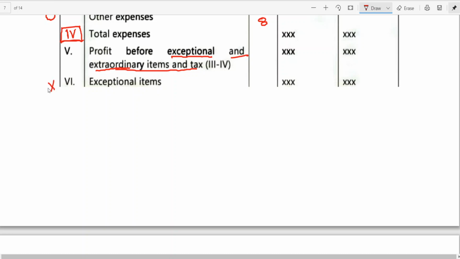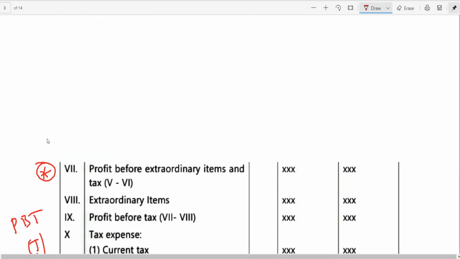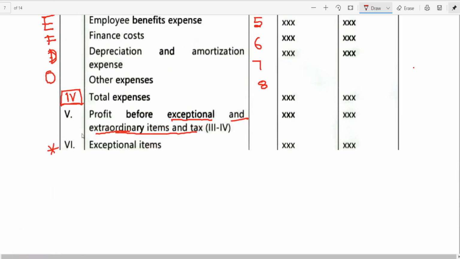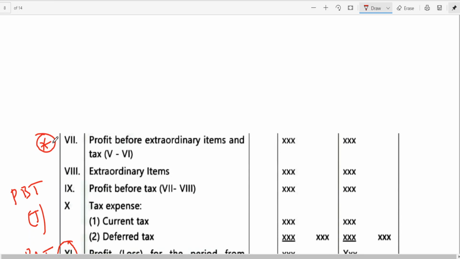Generally, which will not be there? Exceptional items will not be there. Generally, I have seen the problems. Extraordinary items, these two generally won't be there in the problem. If that is the case, we can say total revenue minus total expenses is profit before tax. Profit before tax minus tax is profit after tax. We will discuss what is exceptional and what is extraordinary, just a minute.